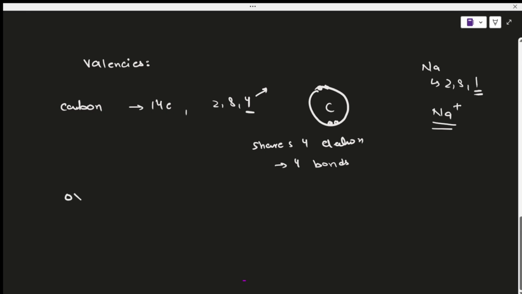Let's talk about oxygen. Now oxygen has 16 electrons. So 16 electrons mean that it's going to have the electronic configuration of 2, 8, and 6. Now looking at the outer shell, it has 6 electrons. It needs 2 to complete its outermost shell. Now, because it is a covalent bond, it's going to be sharing electrons, right? So because it needs 2 electrons, it's going to be making how many bonds? 2 bonds. Same goes for nitrogen.